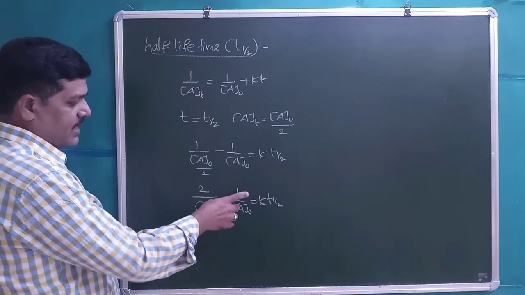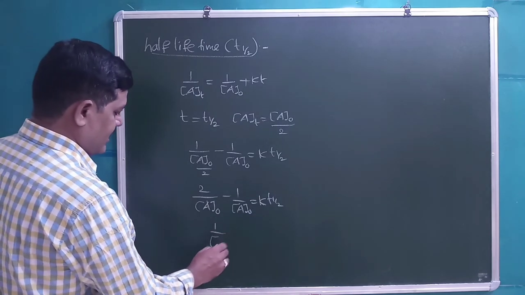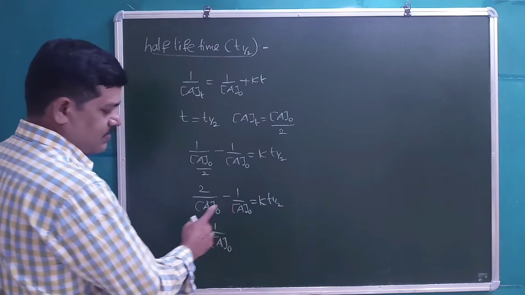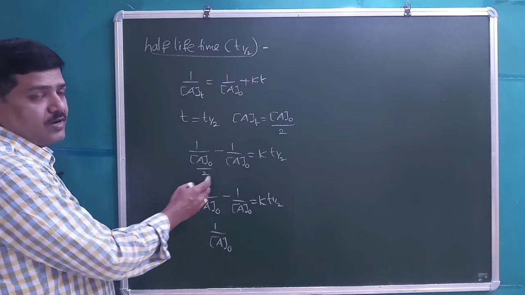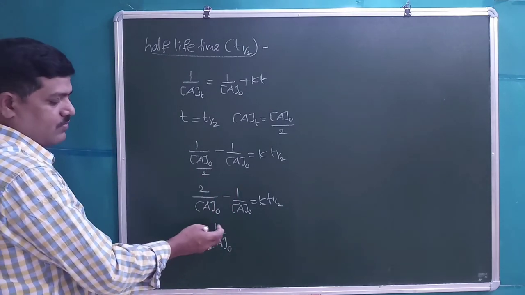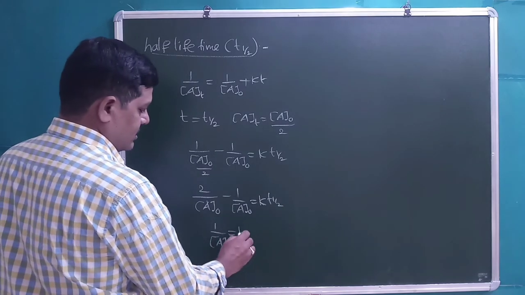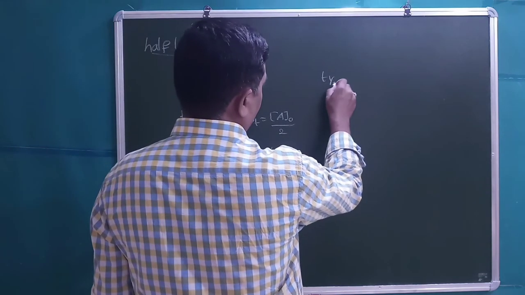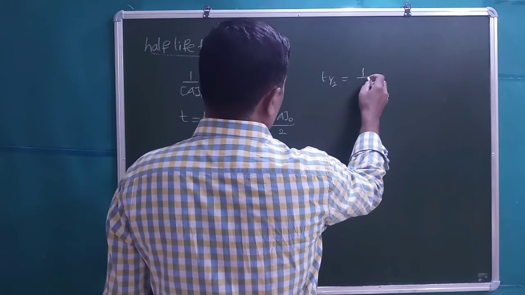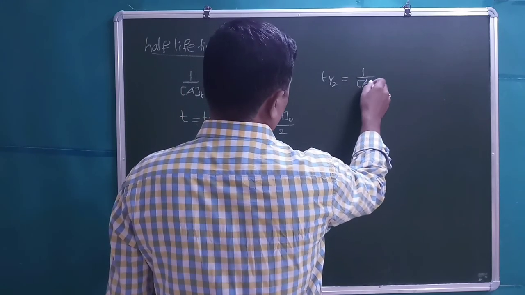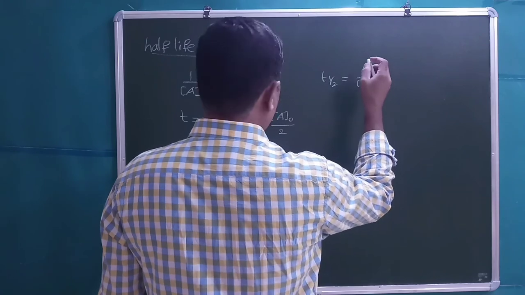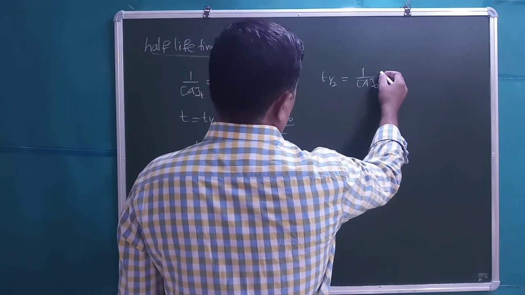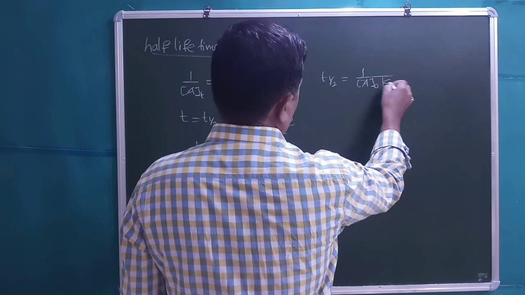2 by A naught minus 1 by A naught is 1 by A naught. LCM is A naught, in the numerator we will get 2 minus 1, which is equal to 1. So 1 by A naught is equal to k into t half. Then the expression for t half is equal to 1 by A naught, and k also comes in the denominator, that is 1 by A naught into k.